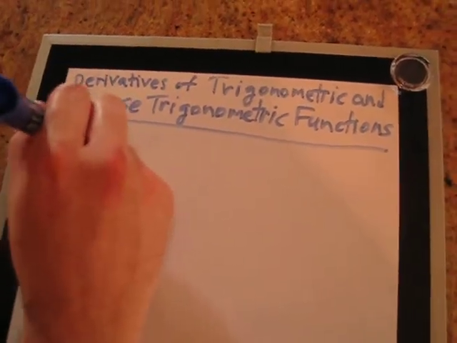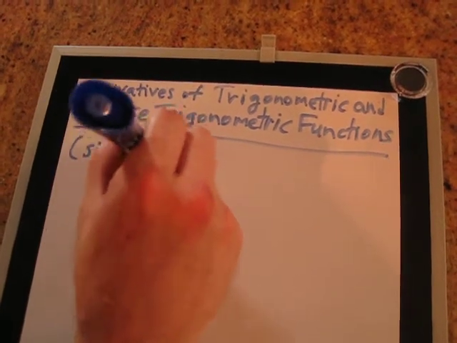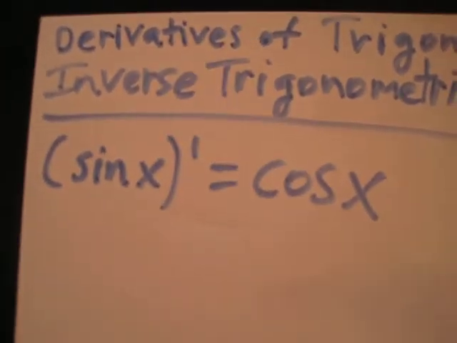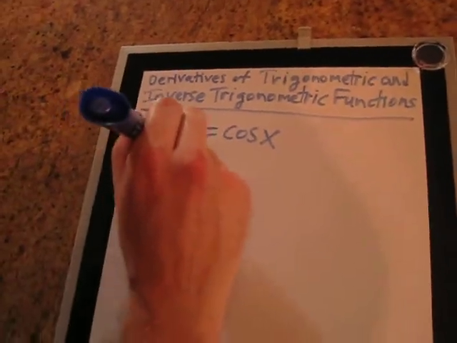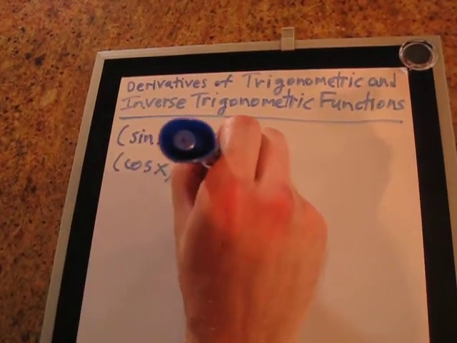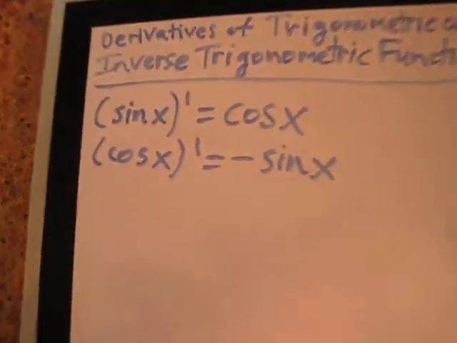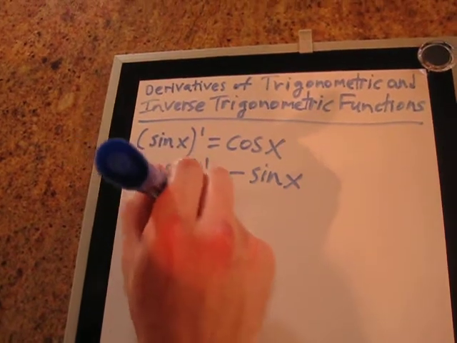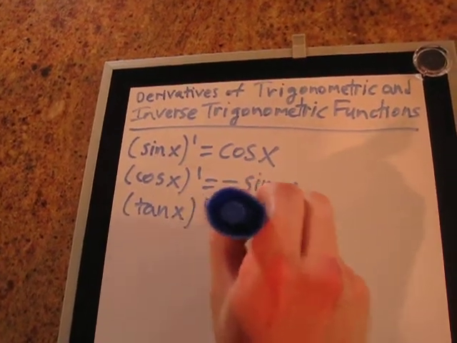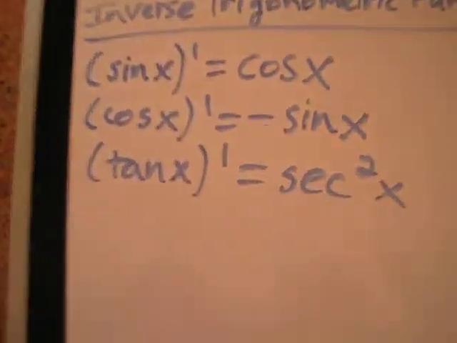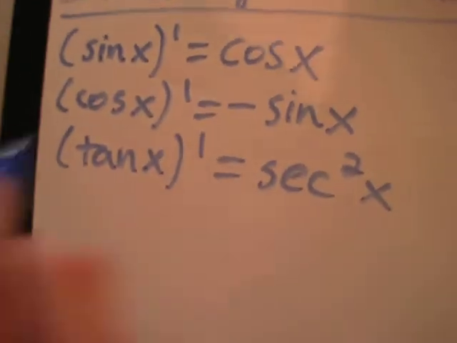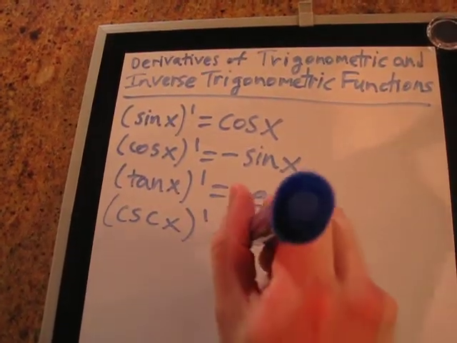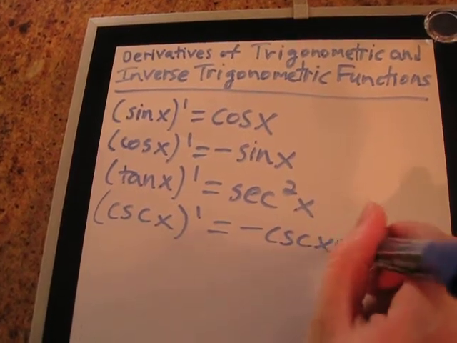We'll start with sine. The derivative of sine of x is defined to be cosine of x. That's the first one. The next one is the derivative of cosine x is negative sine x. That's the second one. The third one is the derivative of tangent of x, which is secant squared. The fourth one is the derivative of cosecant, which is negative cosecant times cotangent.